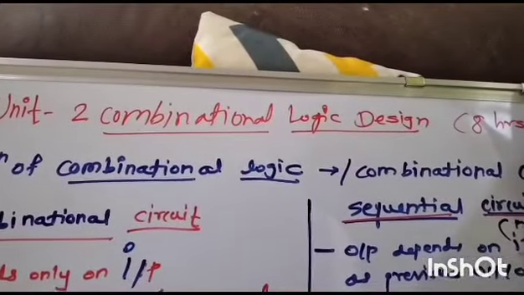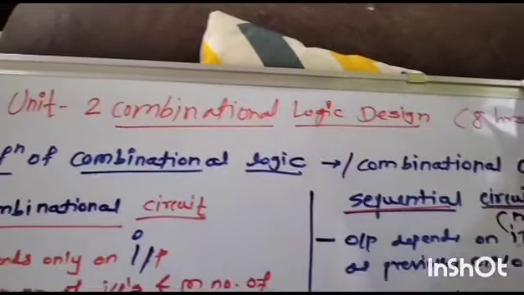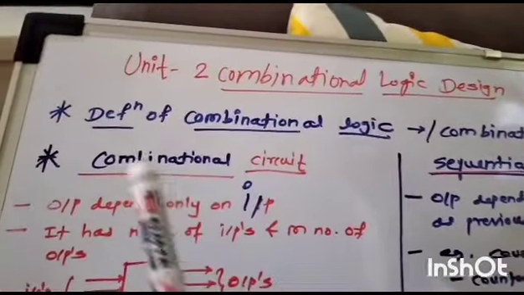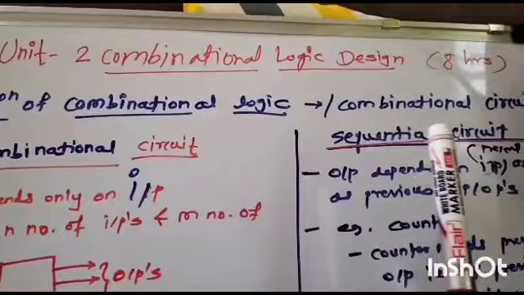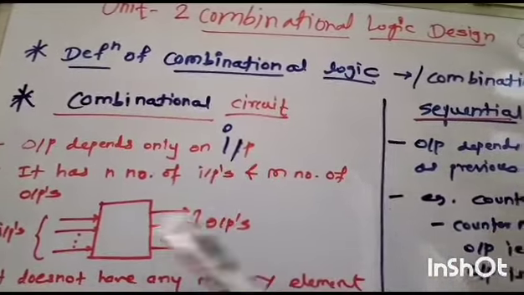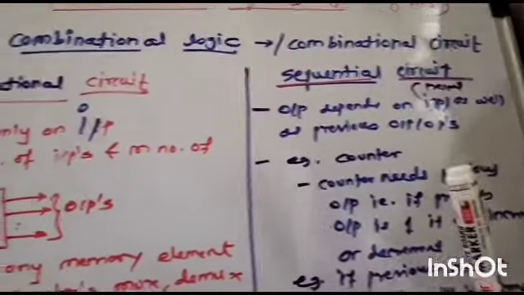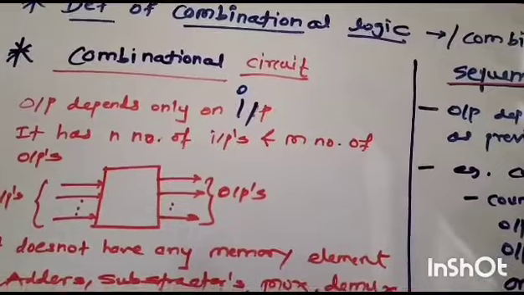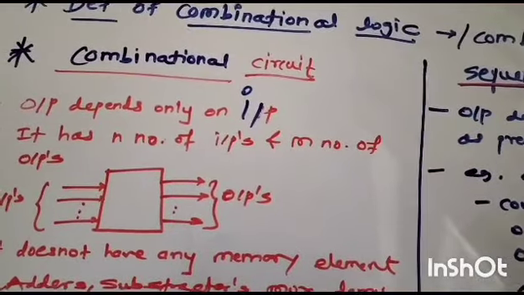So today we are going to start unit number 2, that is combinational logic design, which requires 8 hours. The first point from this unit is the definition of combinational logic, or combinational circuit. We'll see the difference between the combinational circuit and the sequential circuit so that you can understand very well what exactly the combinational circuit is.